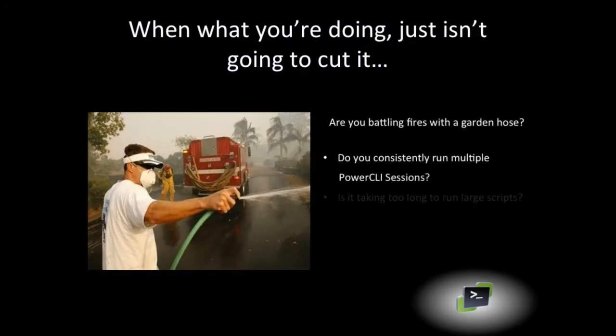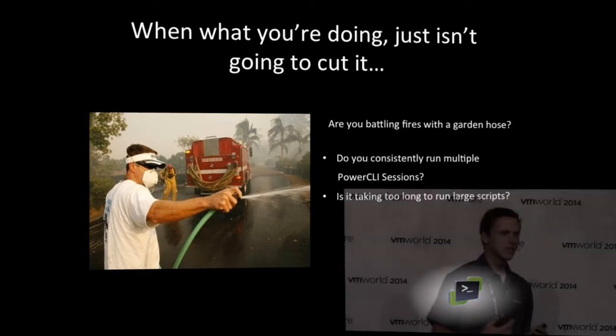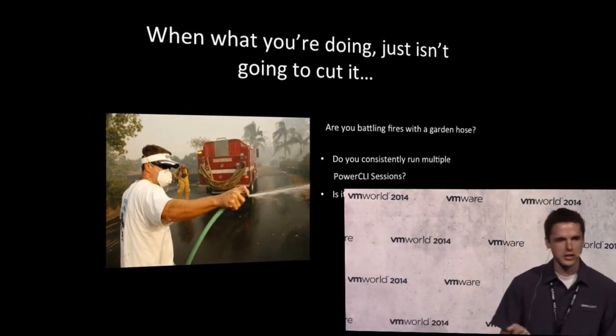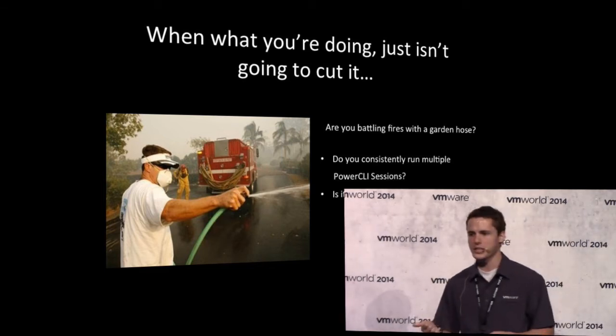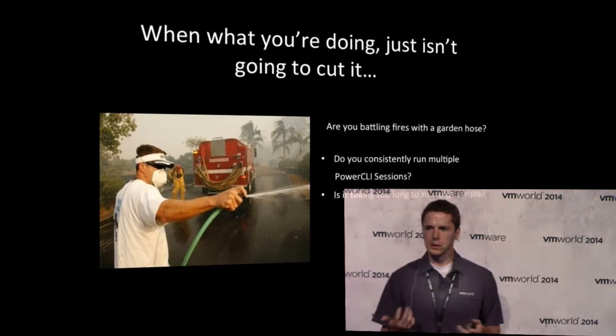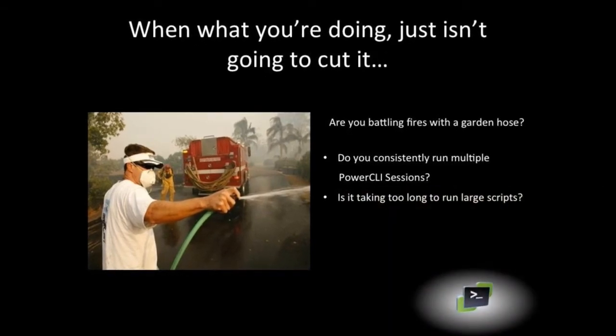How many times are we doing certain tasks in our work, and maybe we're putting out a fire trying to use a garden hose? How many times is what you're doing just not going to cut it? What are we doing in our work? What are we doing with our processes that we could be automating in a better fashion? How can we speed that up? How can we have better performance?